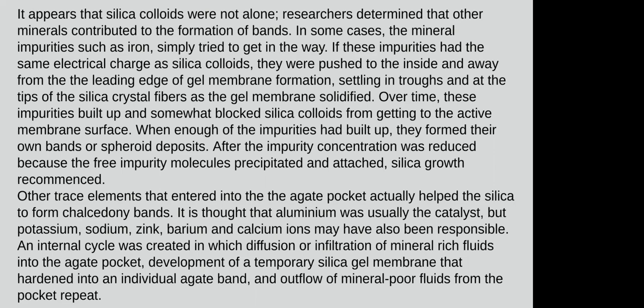Other trace elements that entered into the agate pocket actually helped the silica to form chalcedony bands. It is thought that aluminum was usually the catalyst, but potassium, sodium, zinc, barium, and calcium ions may have also been responsible. An internal cycle was created in which diffusion or infiltration of the mineral-rich fluids into the agate pocket, development of a temporary silica gel membrane that hardened into an individual agate band, and outflow of the mineral pore fluids from the pocket repeat and repeat and repeat.